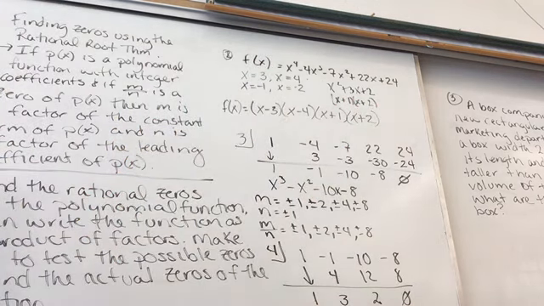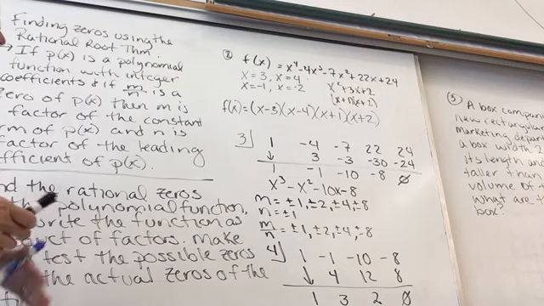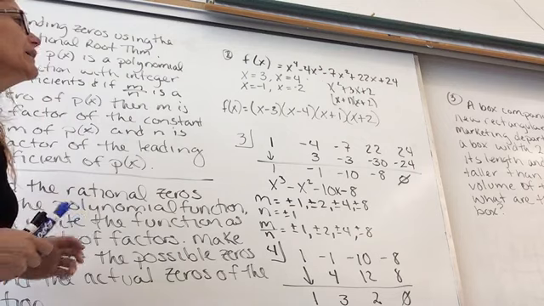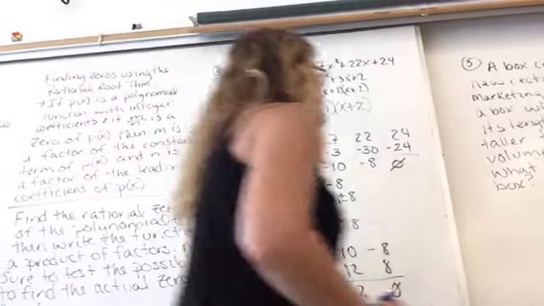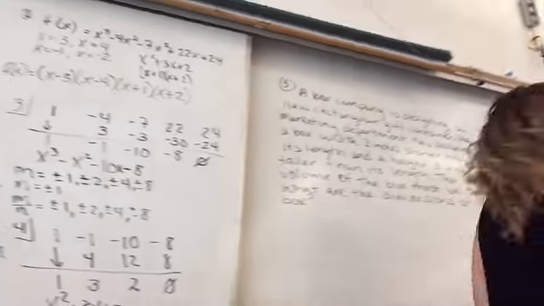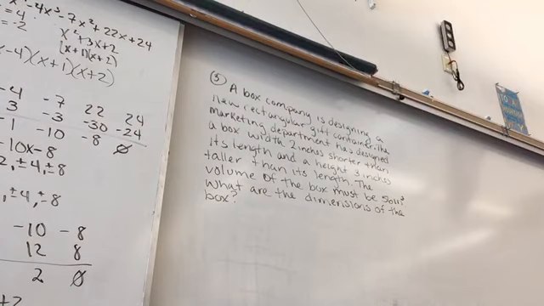So we have factored it. We have written it as a product of the factors. We found the actual zeros. We found the possible choices in each case. Now, one last example that we're going to do is a word problem. So please write the word problem down.